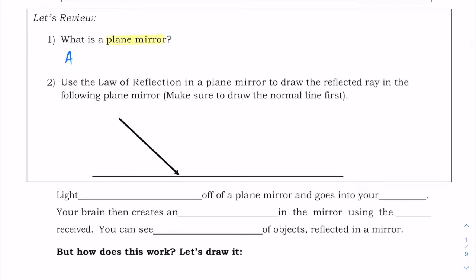In optics, a plane mirror is one that is perfectly flat and smooth. You'll probably find plane mirrors in your bathrooms. Please note, in the real world, plane mirrors are never perfectly flat and smooth, but we can assume they are, and therefore they undergo specular reflection. So to practice, we'll use the law of reflection in the plane mirror shown below.